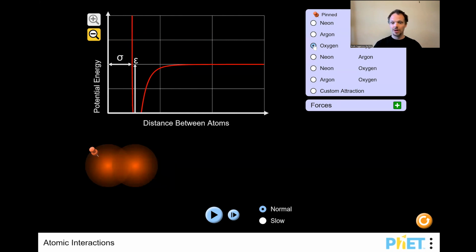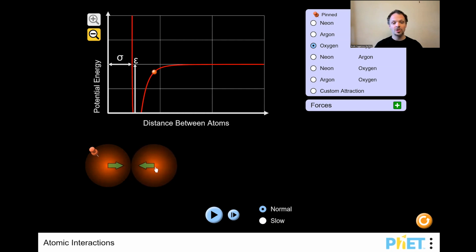Let's go to a real molecule, diatomic oxygen, so O2, right? And in this slightly simplified version of molecular oxygen, the molecule on the left is pinned down. You can see the little pin here. So that means it's not going to move at all. The one on the right, on the other hand, I'm free to sort of drag around.